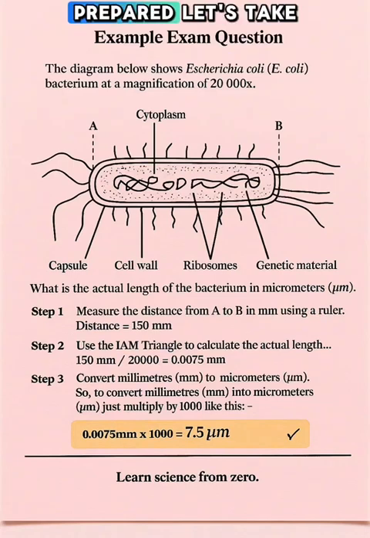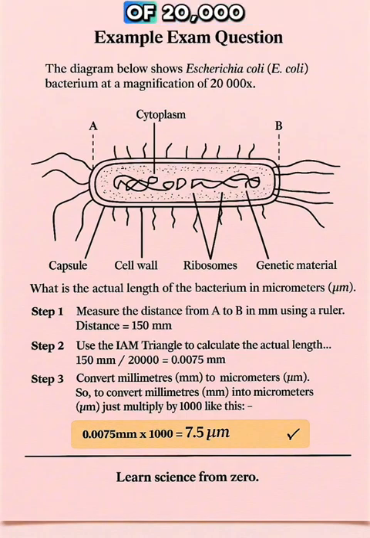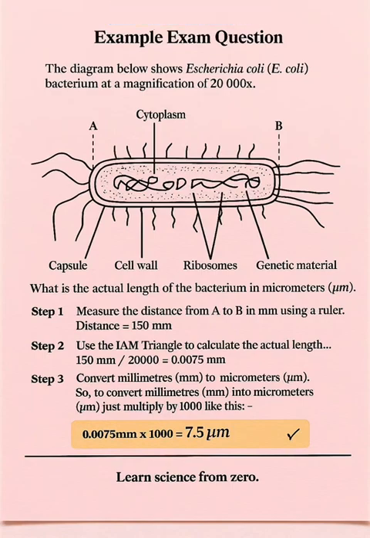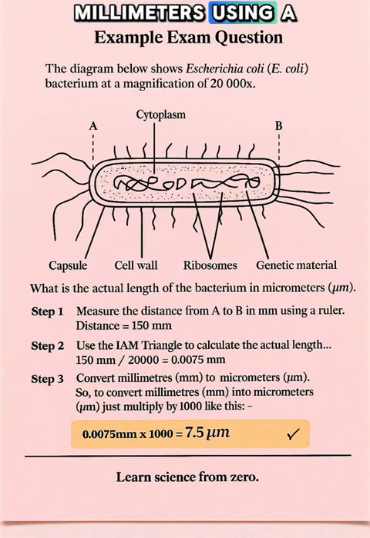Now that we are prepared, let's take a look at an actual exam question. Below is an image of a bacteria cell, E. coli. Magnification of 20,000. So let's see what the question says. What is the actual length of the bacterium in micrometers? First thing we do, step 1, is measure the distance from A to B in millimeters using a ruler. That will tell us the image size, okay?